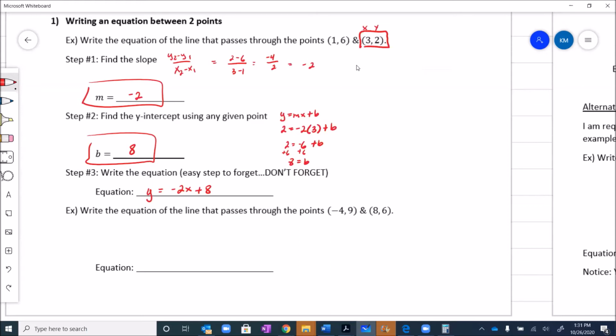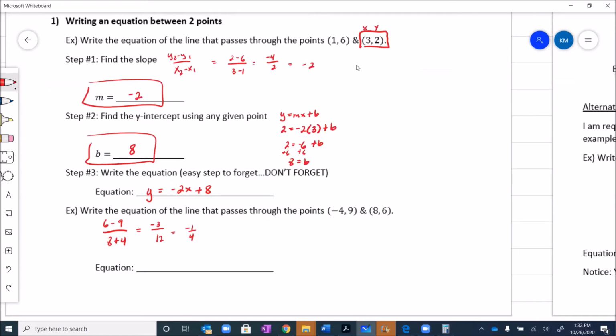Okay, here's how that would look. We got y2 minus y1 over x2 minus x1. In this case, x1 is -4, so it'll be minus negative, plus. So 6 minus 9 is -3, 8 plus 4 is 12. We will simplify this as -1/4.